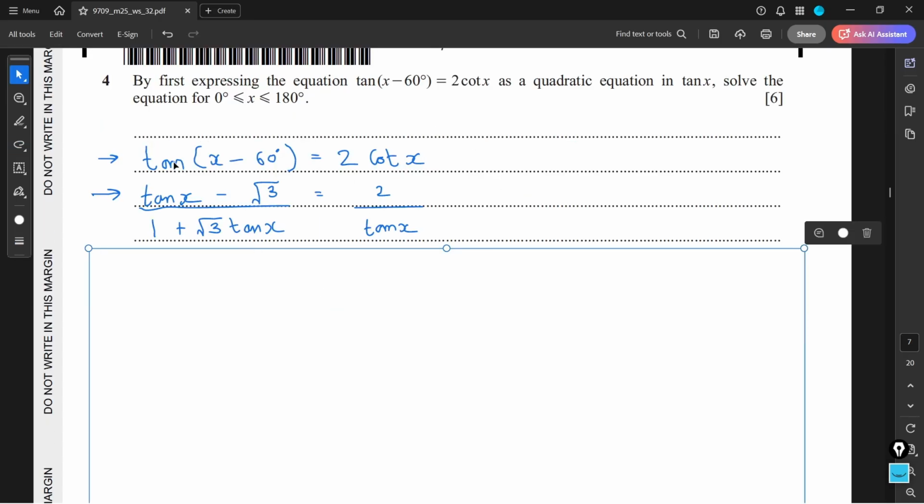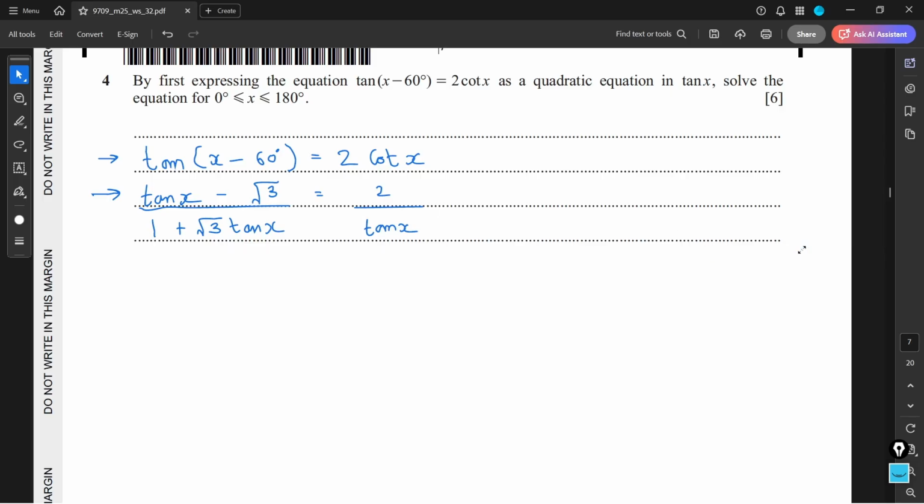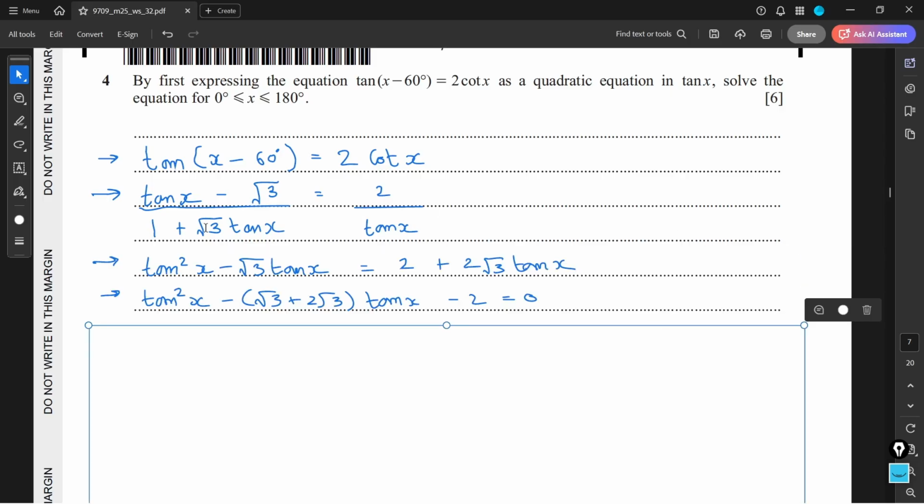So to start with, I've simply copied down this equation from the question. Then on the left hand side, I've implemented the formula of tan of a minus b. And on the right hand side, I've expressed my cot x in terms of tan x. Just note that the tan of 60 I've directly taken from the calculator, and I'm writing here as root 3. After this, I'm going to do a cross multiplication and simplify that by opening the brackets. So tan x into tan x becomes tan squared x, then minus root 3 tan x. And then on the right hand side is 2 plus 2 root 3 tan x.